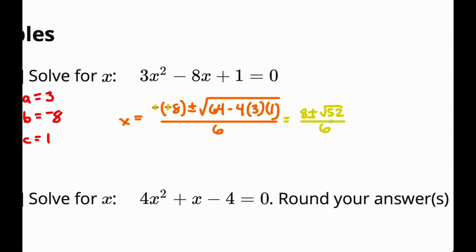Okay, the square root of 52 actually does break down to the square root of 4 and the square root of 13. So there is a perfect square in there with that 4. And the square root of 4 becomes a 2. And the last step is simplifying everything. If you notice the top and the bottom, everything has a factor of 2 in it because the 8 has a 2 in it, the 2 root 13 has a 2 in it, and then the 6 on the bottom has a 2 in it. So what I'm going to do is divide everything by 2. So you're going to get 4 plus or minus root 13 over 3, and that is your final answer.